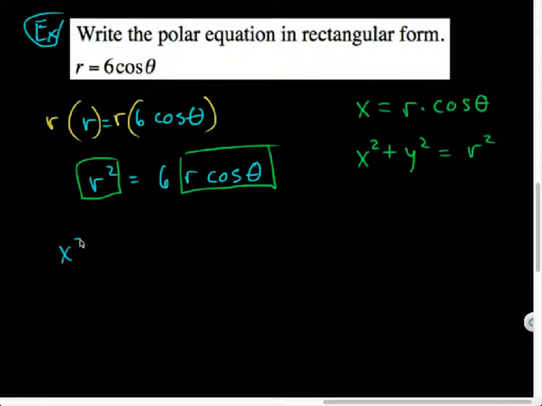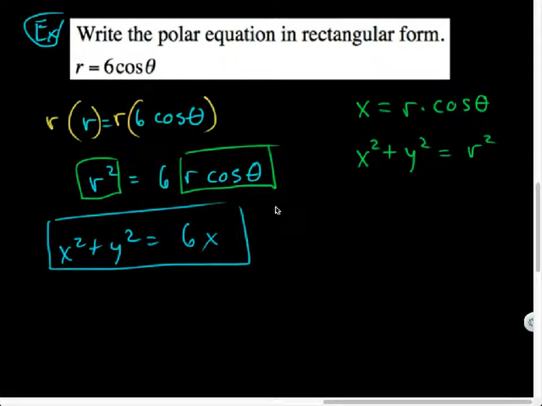So x squared plus y squared equals 6 times, what's r cos theta the same as? x. And this is now in rectangular form. Actually, if you wanted, you could even convert this and realize that it's a circle that's offset. All sorts of crazy things. Where does that x come from? Because r cos theta is x. Right here, r cos theta equals x.